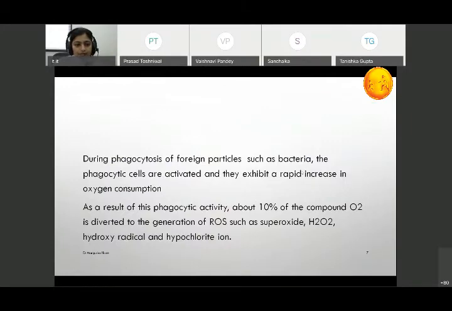Now, a bit in brief about this. During phagocytosis of foreign particles such as bacteria, the phagocytic cells are activated and they exhibit a rapid increase in oxygen consumption. Here is the role of NADPH oxidase, which utilizes a lot of oxygen for formation of free radicals.